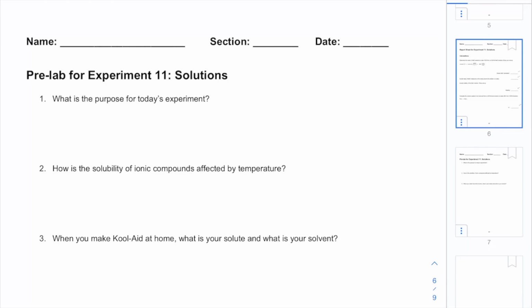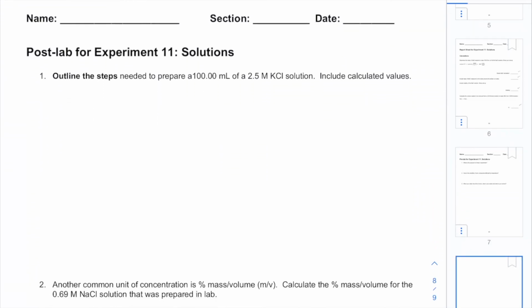Okay, so experiment 11, please note there's a pre-lab and there's also a post-lab. Please submit everything together. Thank you.